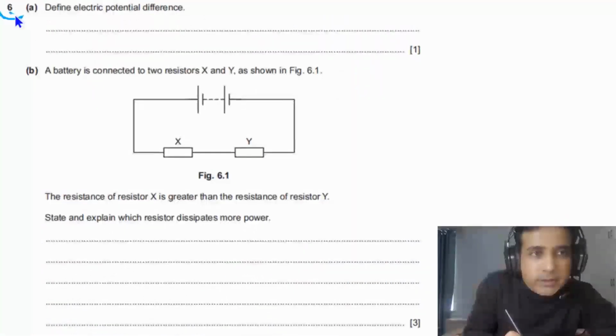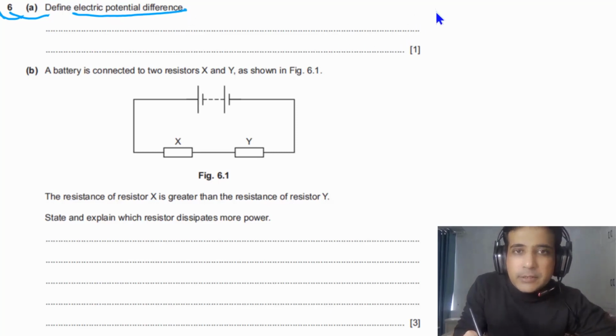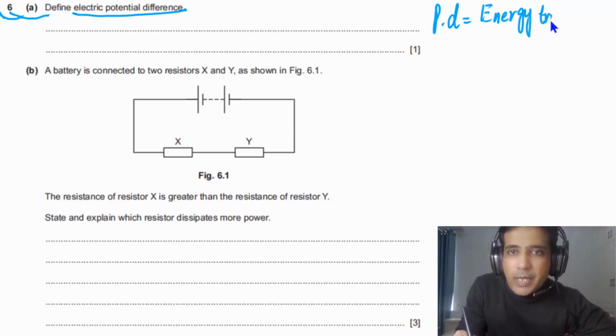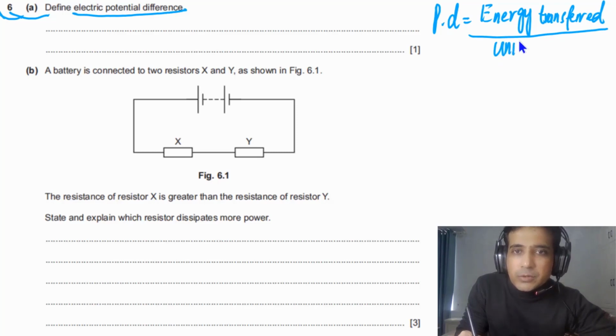For question number 6, part A, we need to define electric potential difference. Electric potential difference simply is equal to energy transferred. We can say this is equal to energy transferred per unit charge. So this is how we can define potential difference.